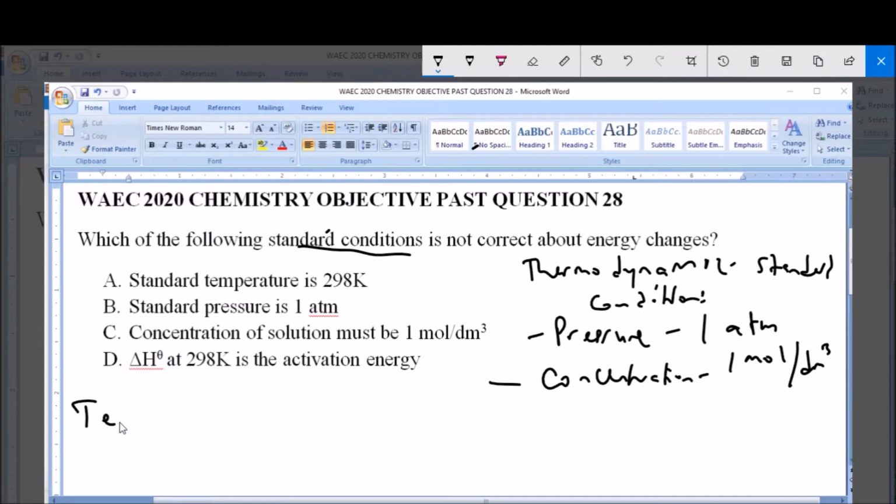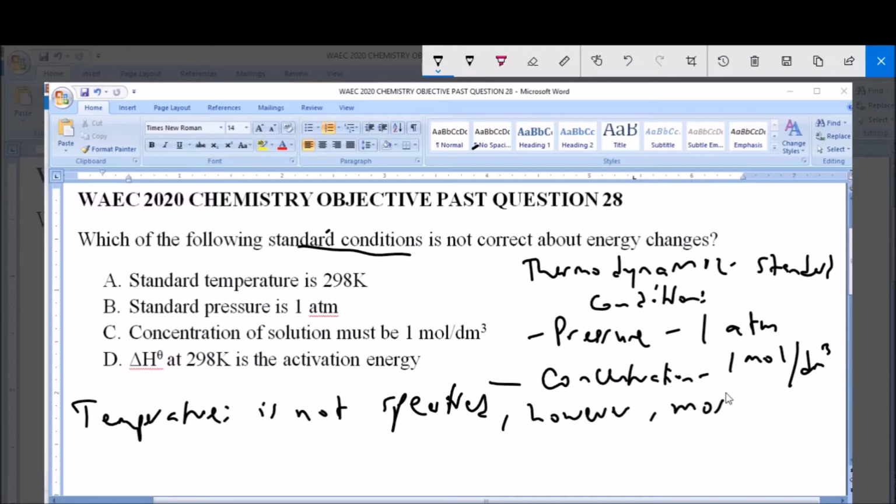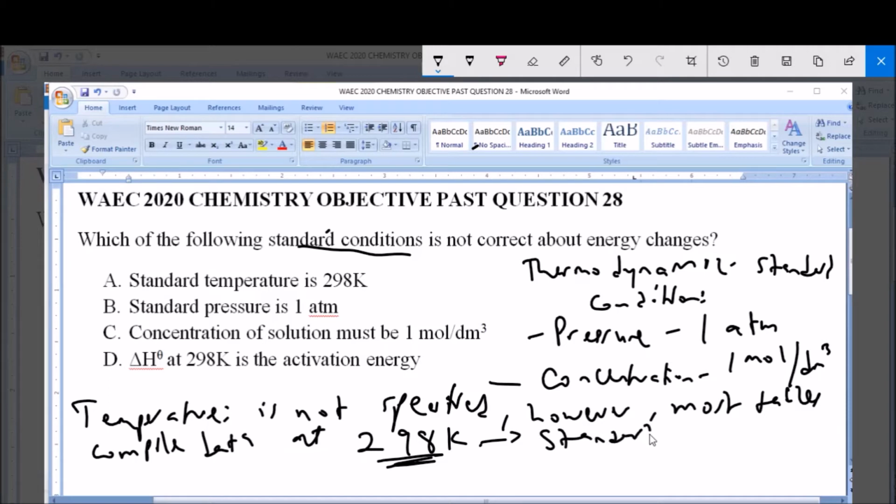Now temperature is not specified for thermodynamic reactions. However, most tables or most materials provided compile data at the temperature 298 Kelvin. So this 298 Kelvin is often regarded as the standard temperature in thermodynamic reactions. So these are the standard conditions when it comes to thermodynamic reactions.